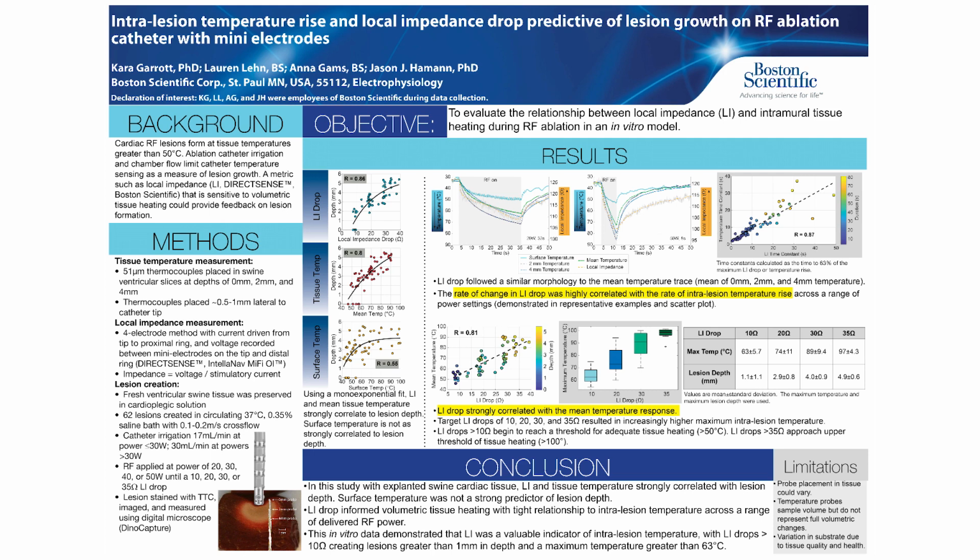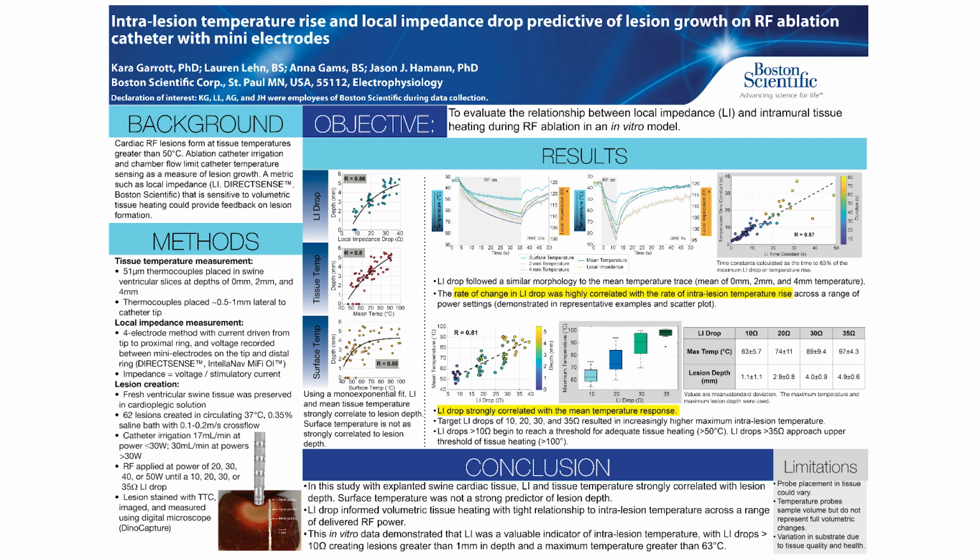Additionally, as you look at the box plot, you can see that for increasing local impedance drops, you have increases in the maximum temperature. Notably, for local impedance drops greater than 10 ohms, you start to reach that threshold of adequate tissue heating of 50 degrees Celsius. Also, at impedance drops greater than 35 ohms, you're starting to reach the upper threshold of tissue heating of 100 degrees Celsius.